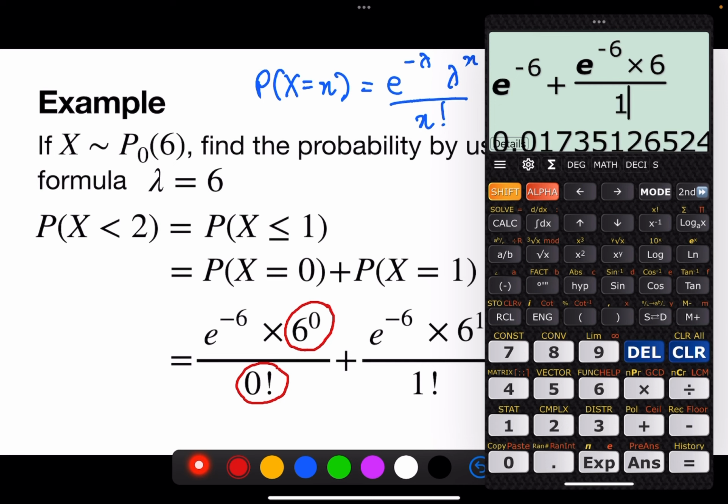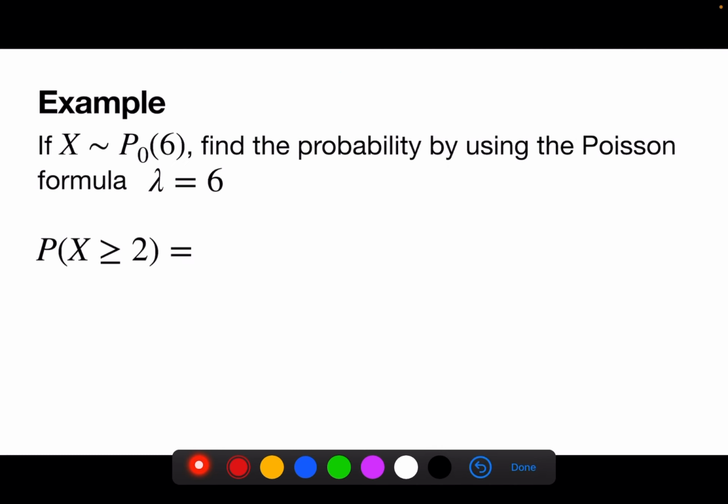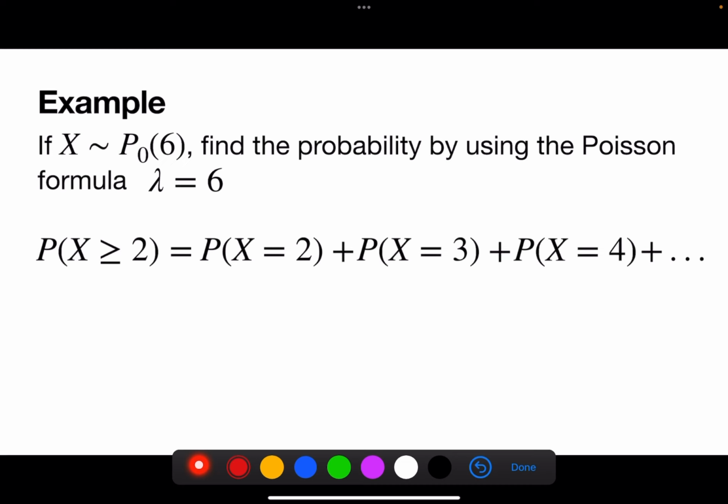Do I have to do this 1 factorial? Well, okay. So we're going to get this value. You should get the same thing. Yes. Okay. Let's round off to 4 decimal places. So we're going to get 0.0174. Probability of x greater than or equal to 2. Where should we start? X greater than or equal to 2. X equals 2 plus what? X equals 3. Some more? Until infinity? Impossible. Until when? Impossible, right?